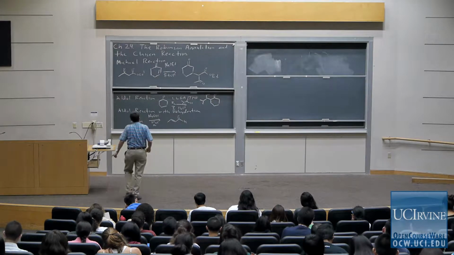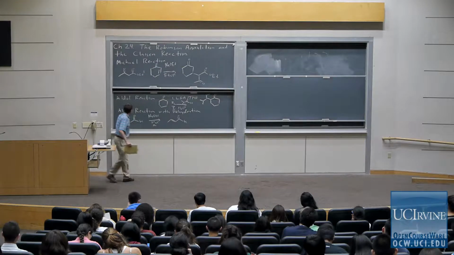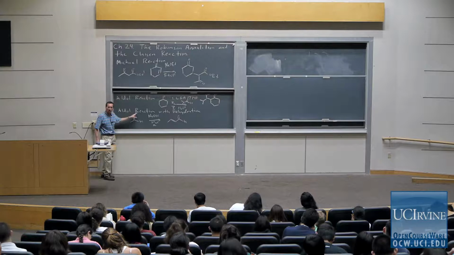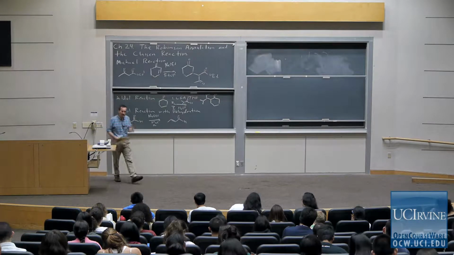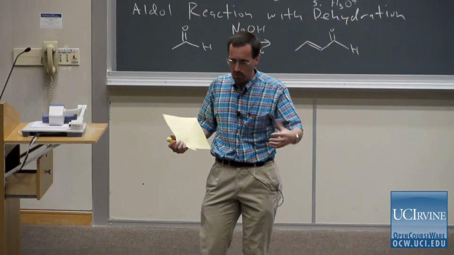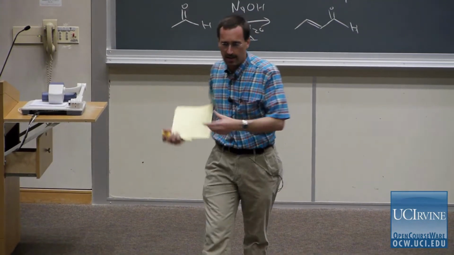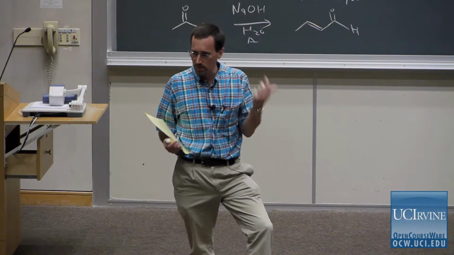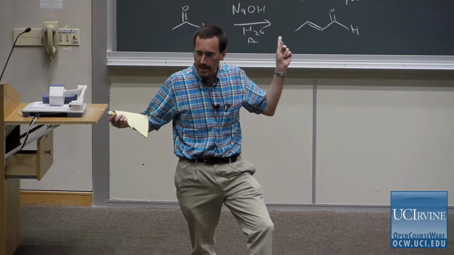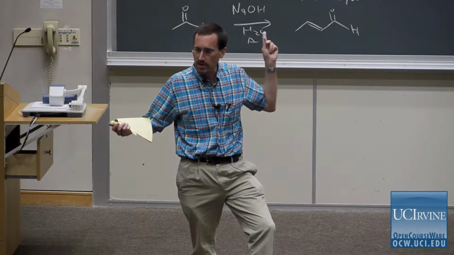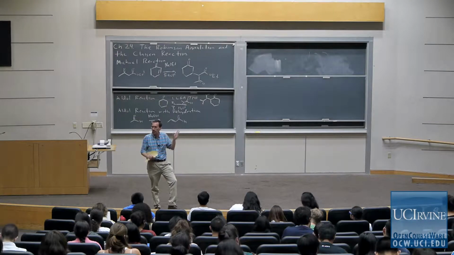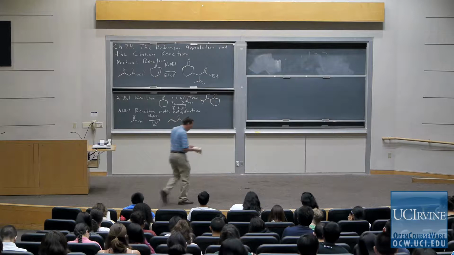Oh, by the way, just while I'm on this topic, you'll also hear this reaction referred to as the aldol condensation. A condensation is a reaction where you lose a small molecule. So when you put two molecules of acetaldehyde together here, we're losing a molecule of water, so it's a condensation reaction. The Claisen reaction, which we'll learn about later, you're losing a molecule of alcohol, which is why it's sometimes referred to as the Claisen condensation.